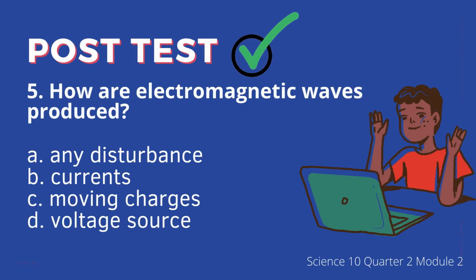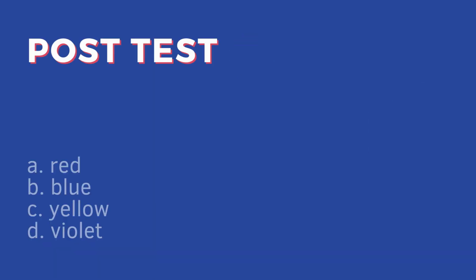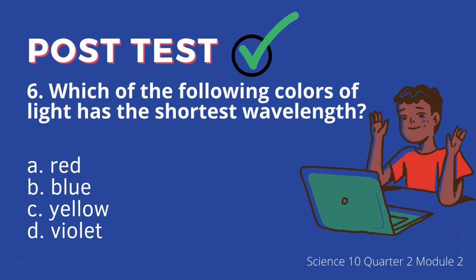5. How are electromagnetic waves produced? A. Any disturbance. B. Currents. C. Moving charges. D. Voltage source. 6. Which of the following colors of light has the shortest wavelength? A. Red. B. Blue. C. Yellow. D. Violet.